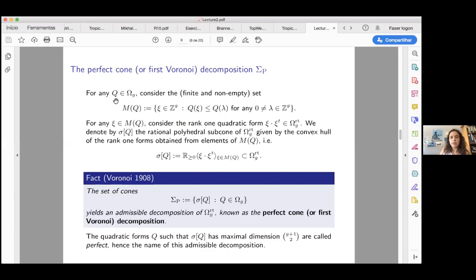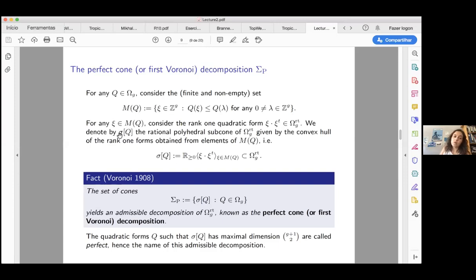So here it is. Take Q in Omega_g, so this is in the cone of positive definite quadratic forms, and consider this set M_Q. It's a set of integer vectors such that the quadratic form attains its minimum among its values on the other integral vectors. And then for each element c in this set, consider the rank 1 quadratic form given by multiplying c with c transposed. This is an element in Omega_g rational.